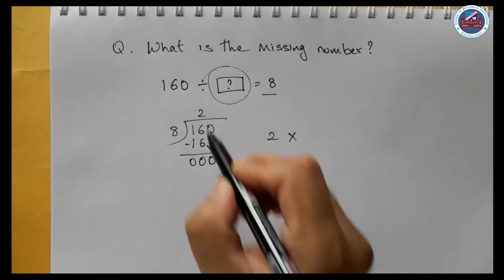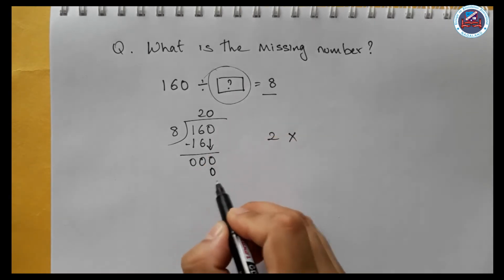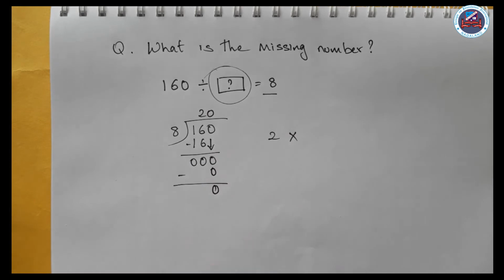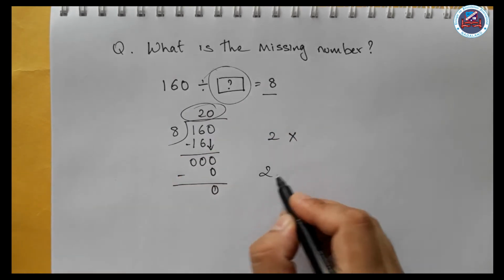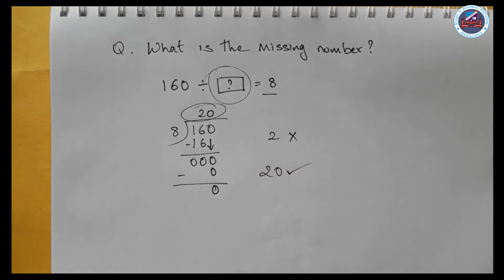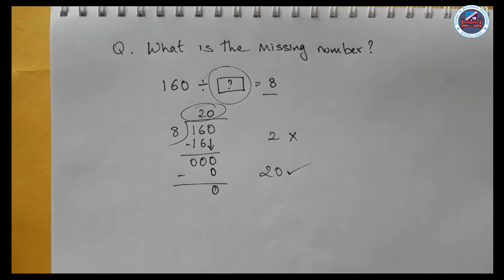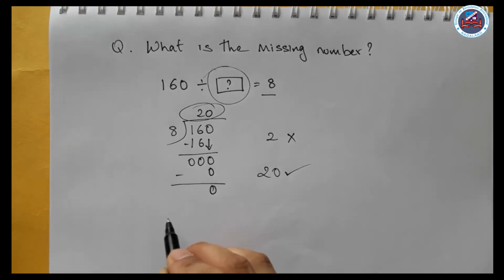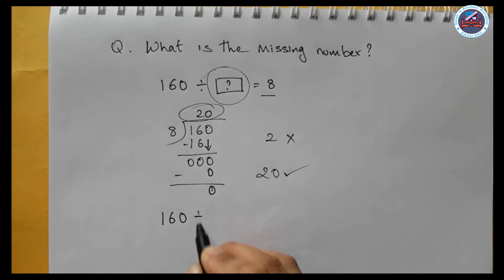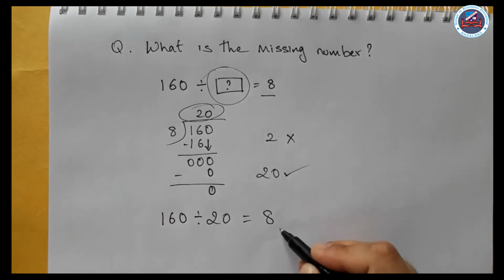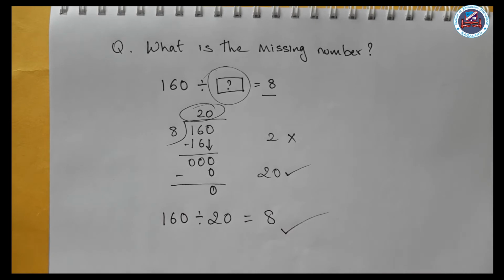Since you brought this 0 down, you need to do one more step of calculation. Now, 8 into 0 is 0. Subtract 0. Now you see that the answer is coming as 20. So can you see the difference? Earlier you had written 2. Now your answer is 20. So we get the final answer, that is 160 divided by 20 equals 8. There you have it. Easy.